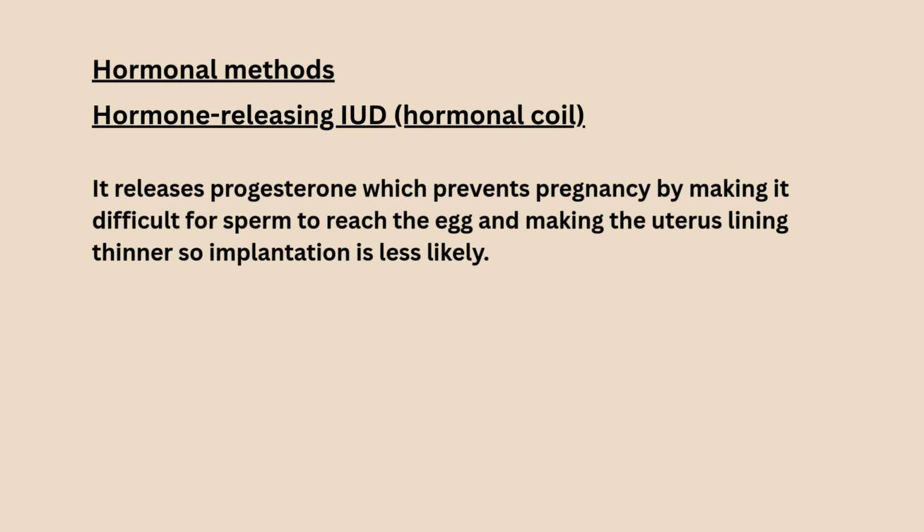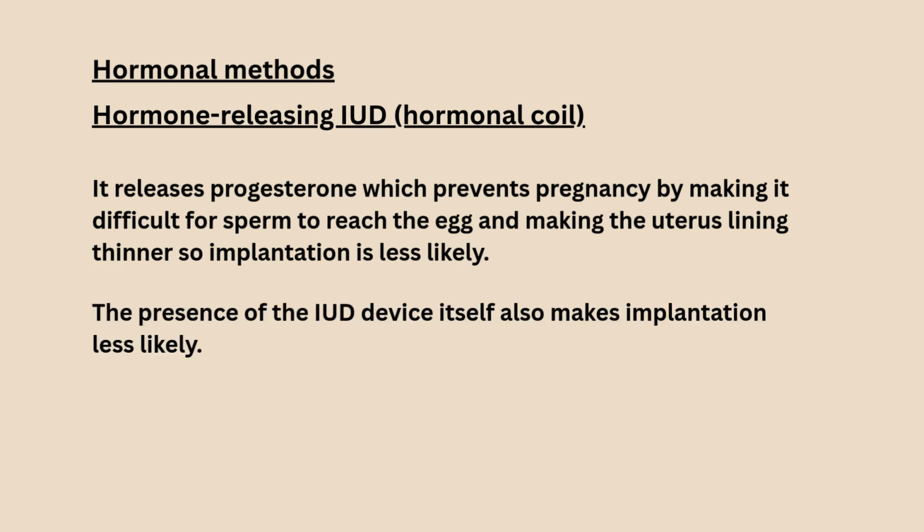Hormone-releasing IUD coil. This releases progesterone, which prevents pregnancy by making it difficult for the sperm to reach the egg and making the uterus lining thinner so implantation is less likely. The presence of the IUD device itself, which is a coil, also makes implantation of the egg into the uterus lining less likely.